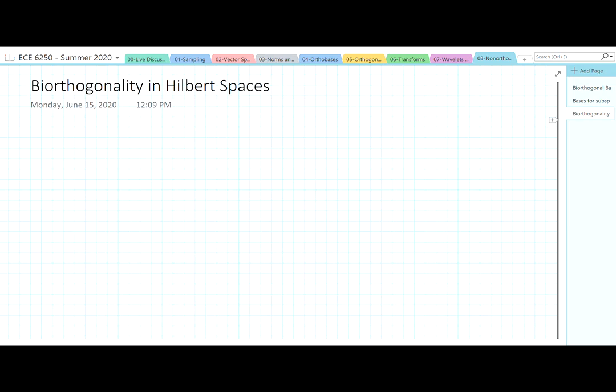So once again, we're going to assume that we have some basis that spans a finite dimensional space. And here I put it as a function of t. It doesn't have to be, but it could be.